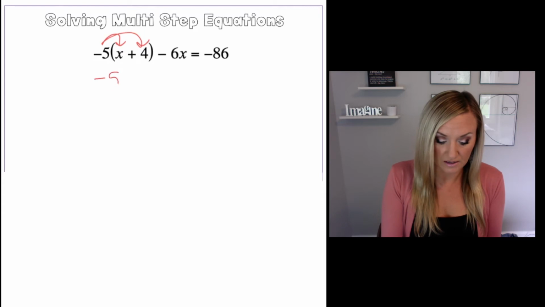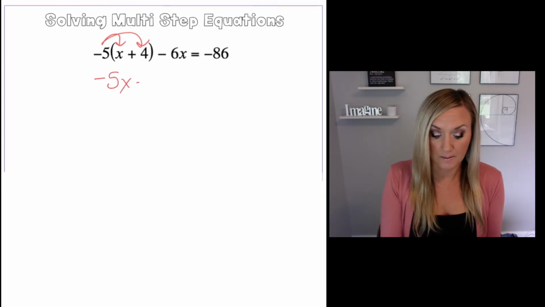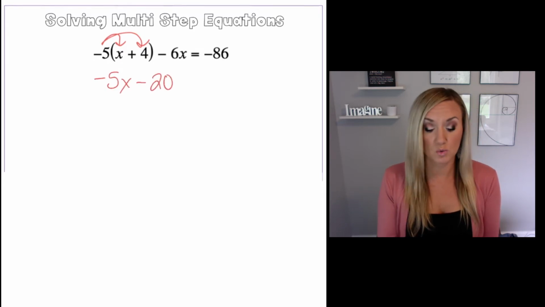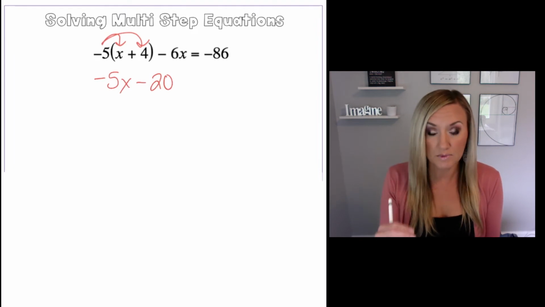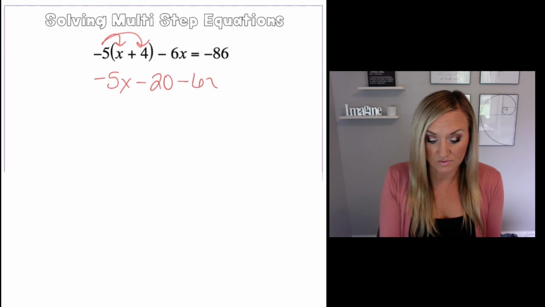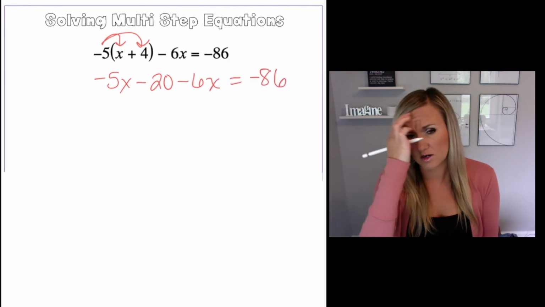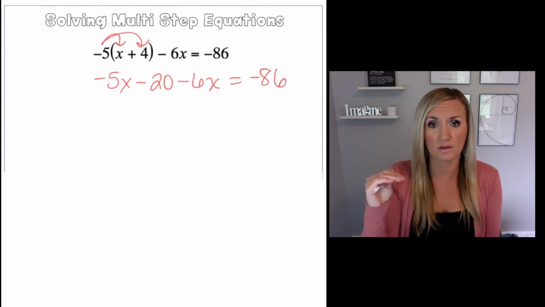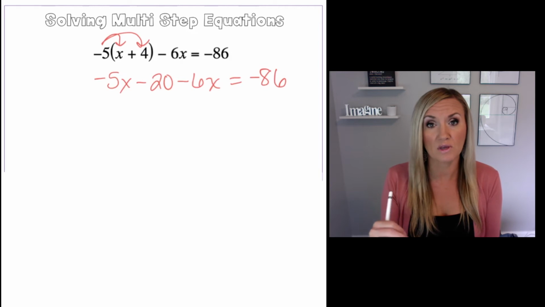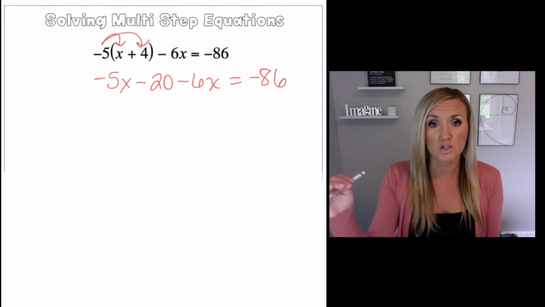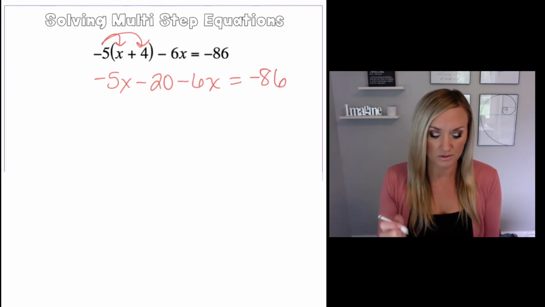So we have -5x. Minus 20, subtract 20 because we have a -5 times a positive 4. Now I'm going to drop down that -6, and it still equals a -86. I know it might seem tedious to rewrite things over and over again, but it's very important to do that when we have a multi-step equation so we don't lose track of any of it.